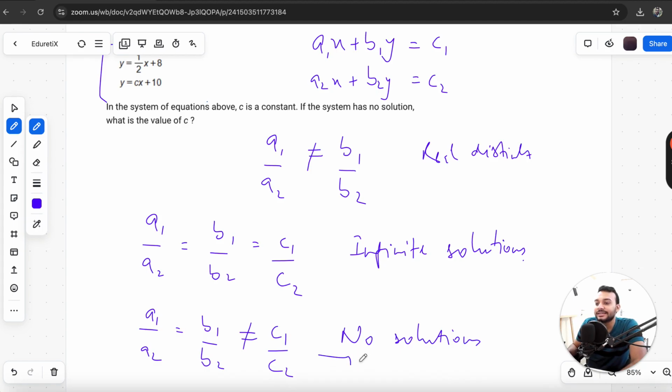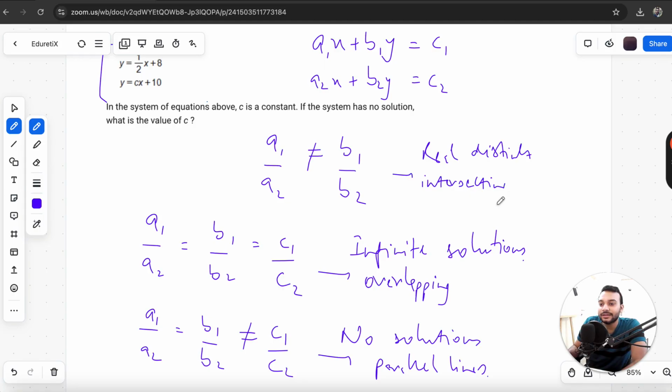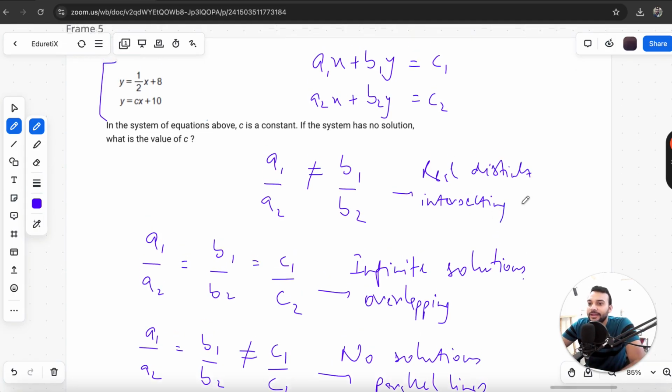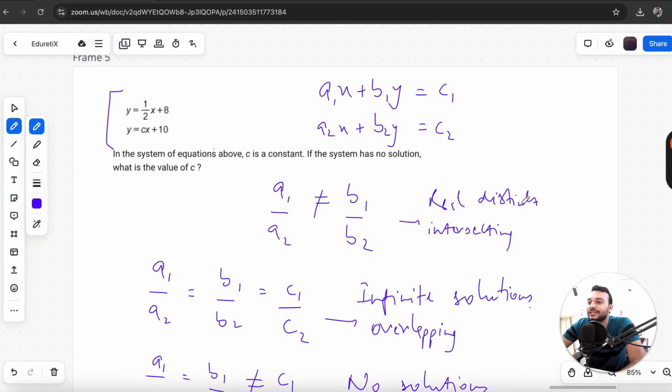Basically these two are parallel lines. The system represents parallel lines. This one represents overlapping lines. That's why infinite solutions, overlapping lines. And the first one represents intersecting lines. So they just intersect at a single point. Intersecting lines. Okay. Now let's see how do we do this using DESMOS.